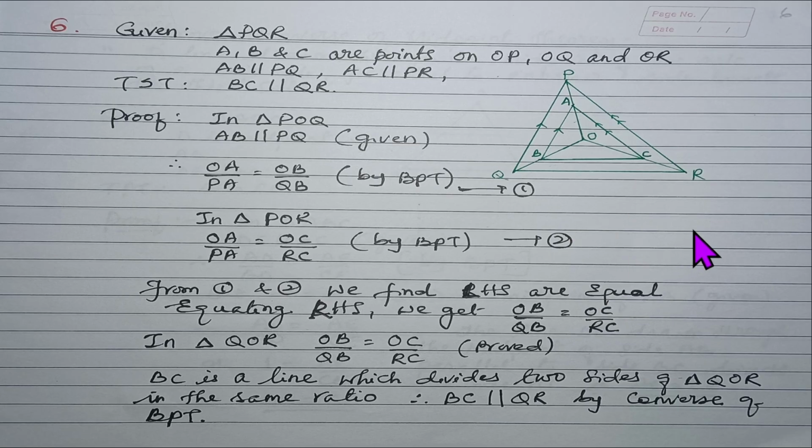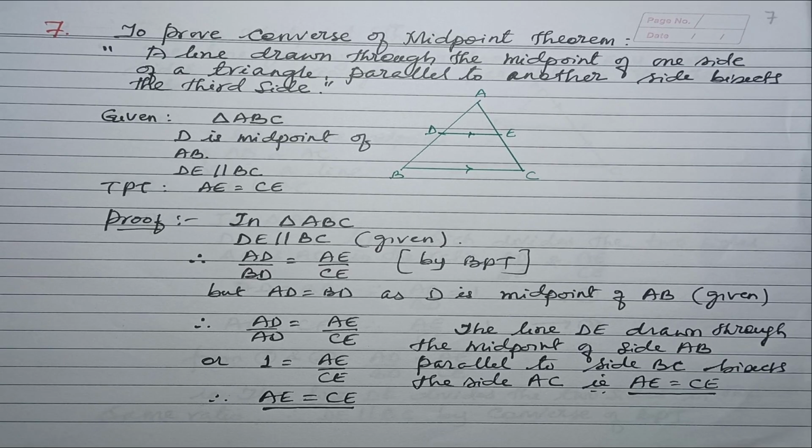Here the examples are solved using the BPT, that is the basic proportionality theorem, and the converse of BPT. If you are thorough with these two important theorems, then solving examples becomes very easy. Now coming to the next example, to prove the converse of the midpoint theorem.